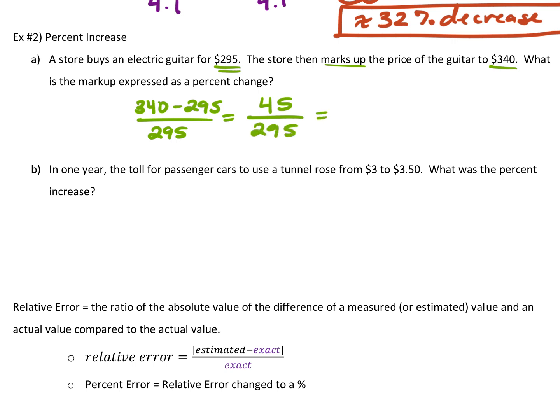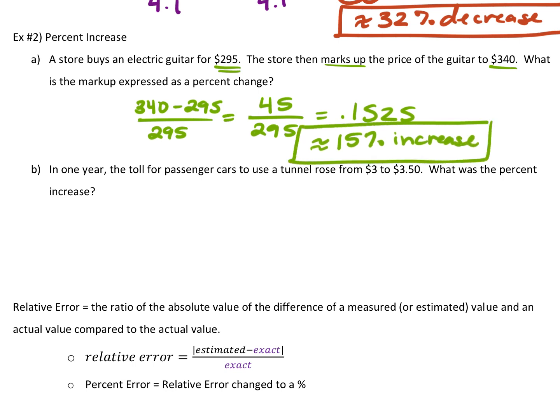And then you're just going to divide that. And you get this number, 0.1525. So rounded to the nearest percent, that's approximately what percent? About 15%. Was that an increase or a decrease? That is a 15% increase in the price of that guitar. We would say they have a 15% margin. That's what they're making on the guitar.